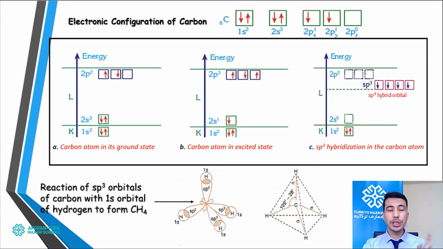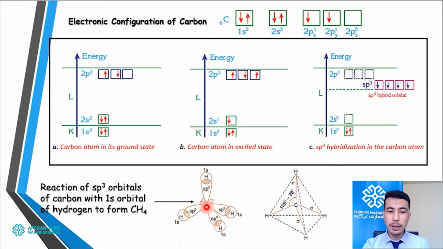Okay, but let me tell you something. In sp orbital, the share of s orbital was 1/2 and the share of p orbital was 1/2 as well, 50-50%. But in sp2 orbital, the share of s orbital was 1/3 and the share of p orbital was 2/3. But in sp3 orbitals, you can see the share of p orbital is much higher. It's 3/4 and the share of s orbital is 1/4.